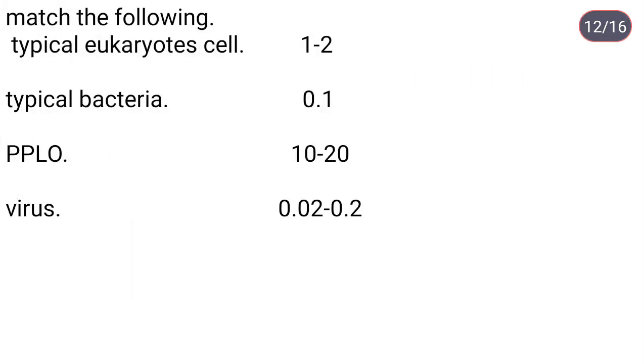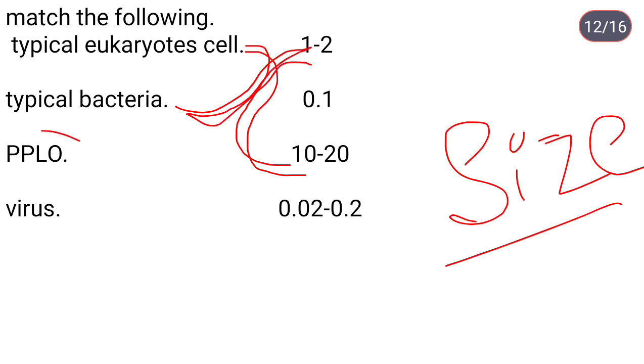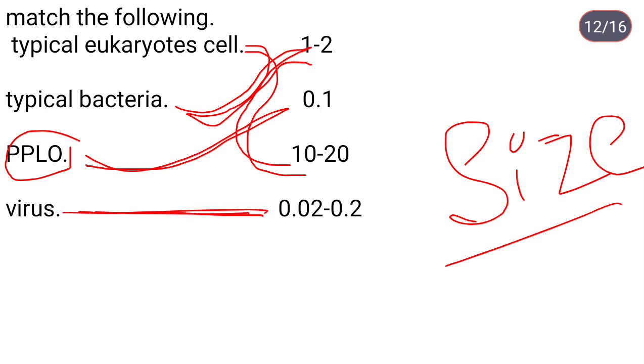Next is match the following, on the basis of their size. Typical eukaryotic cells are 10 to 20 micrometer in size, and typical bacteria are 1 to 2 micrometer in size. PPLO, pleuropneumonia like organism, is about 0.1 micrometer in size, and viruses are about 0.02 to 0.2 micrometer in size.